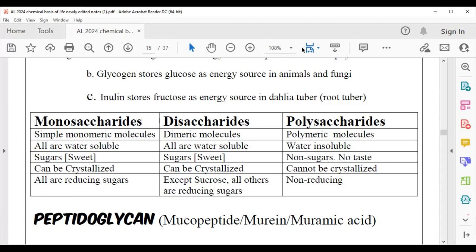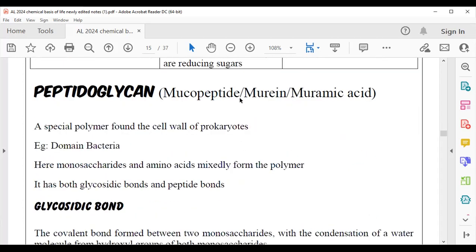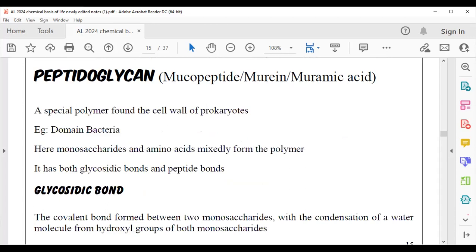So if you get to know, sucrose is the one and only non-reducing sugar. That is enough until you finish your A levels. Right. Peptidoglycan is a special polymer. It has glucosamine. In its structure, some amino acids also can be seen.